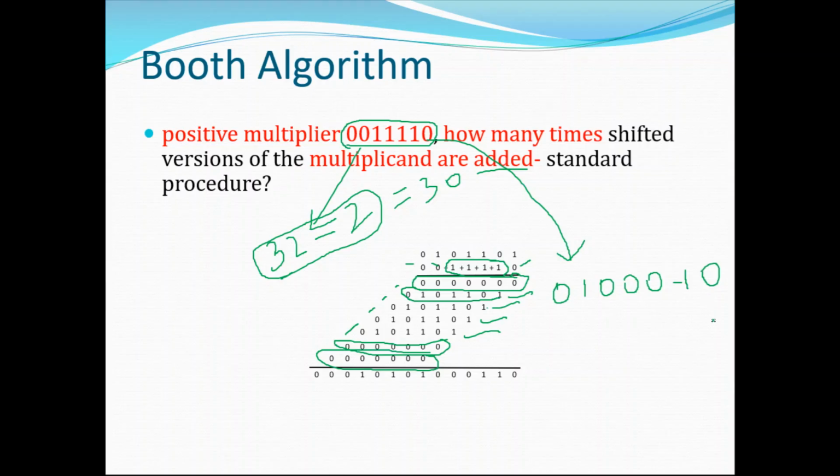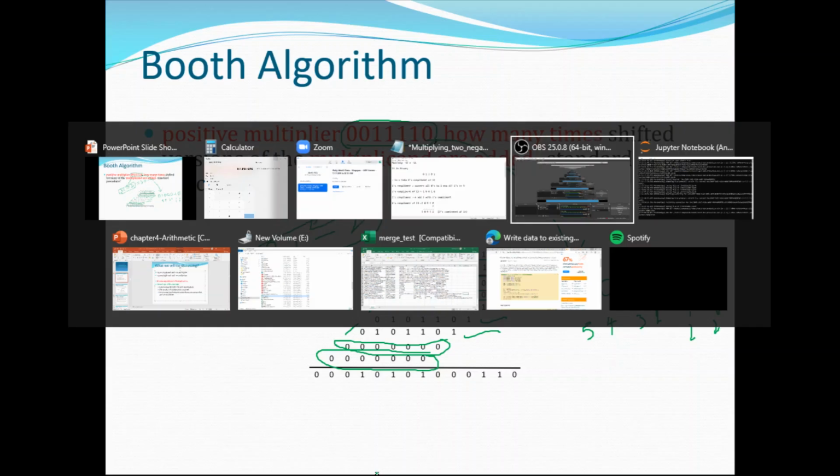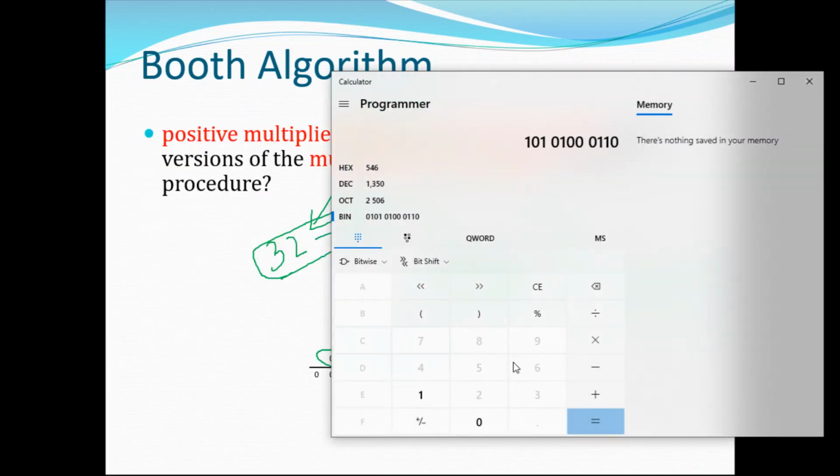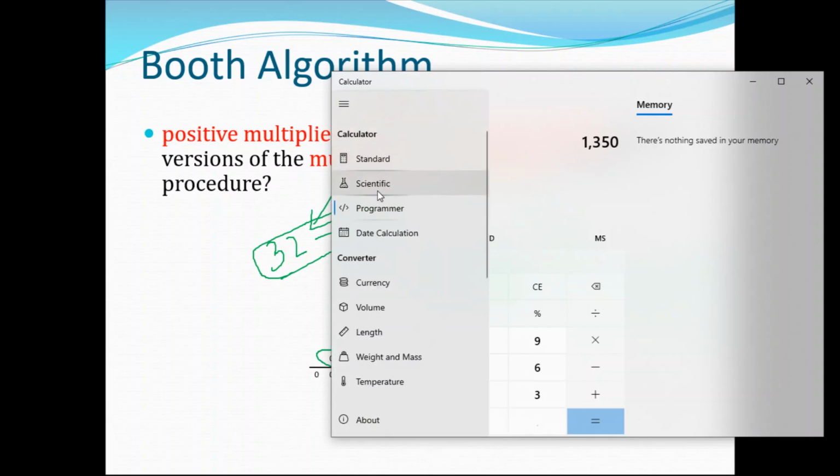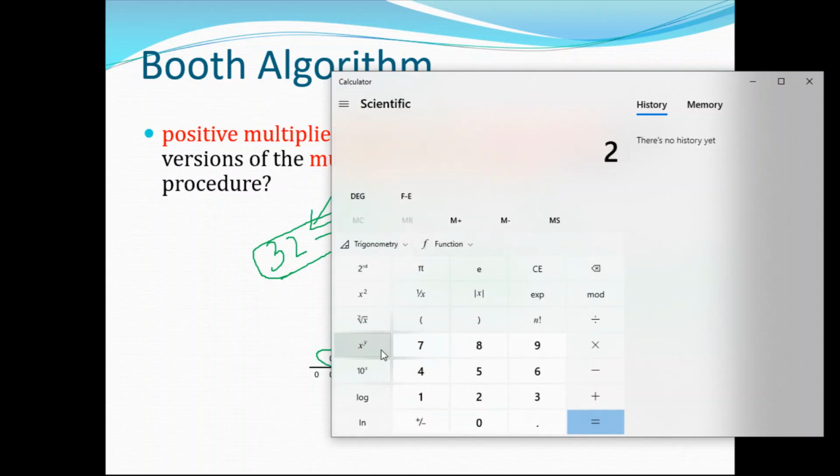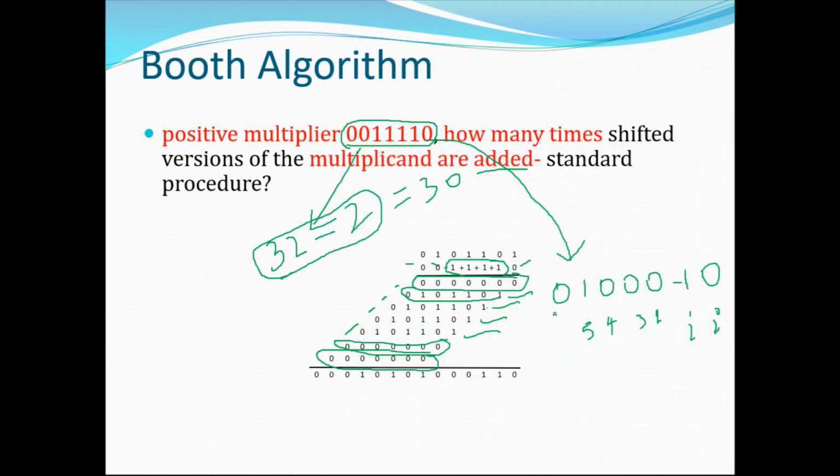Now you see this is 2 power 0, this is 2 power 1, this is 2 power 2, 2 power 3, 2 power 4, and this is 2 power 5. What is 2 to the power 5? 2 to the power 5 is 32. So this digit represents 32.